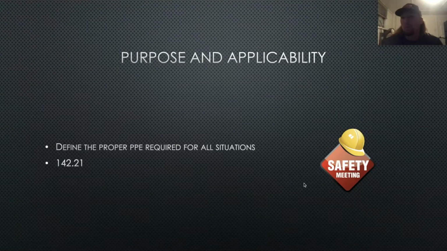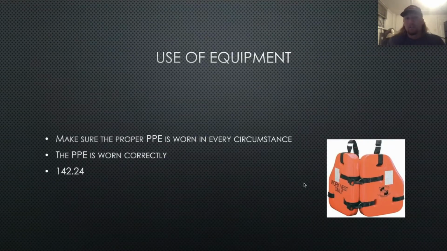When you go into the engine room and stuff, it can change. They might require FR jumpsuits or FR shirts to be worn while working on the engines, just in case of a fire. But it just depends on the boat and the company's rules and policies. Our next section is use of equipment. Make sure that the proper PPE is worn in every circumstance. PPE can change as the job scope changes.